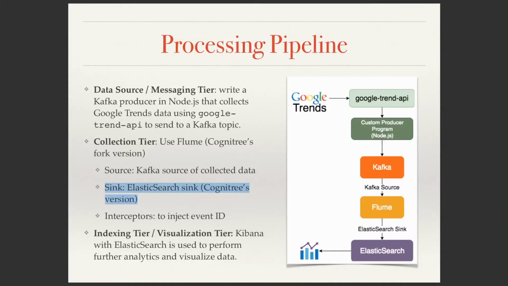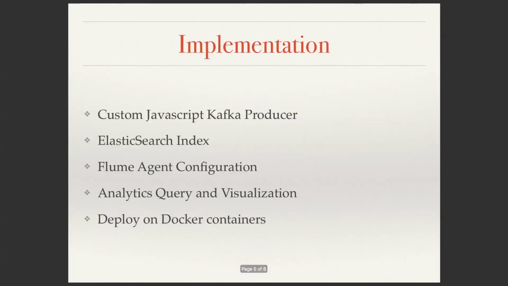Connection from my Kafka source and Elasticsearch sink is a Flume agent. In my project, it is Elasticsearch sink plugin provided by Cognitree to work with Elasticsearch version 6.2, which I use for my indexing tier. The built-in Elasticsearch sink only works with Elasticsearch version 1.8, which is rather too old.